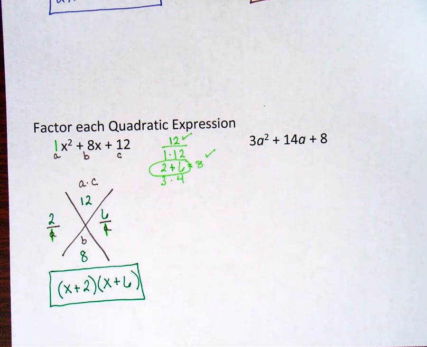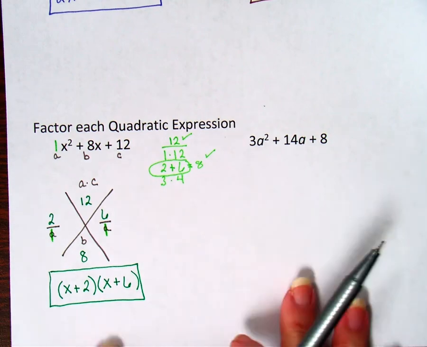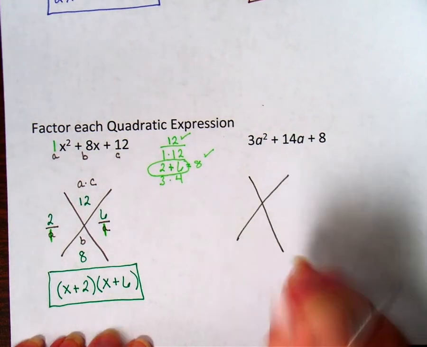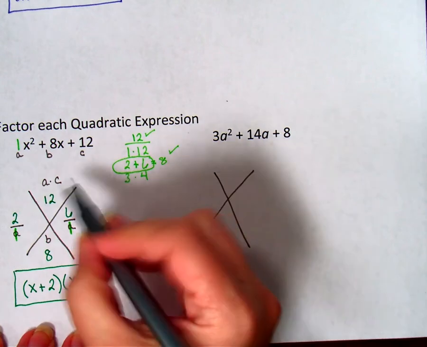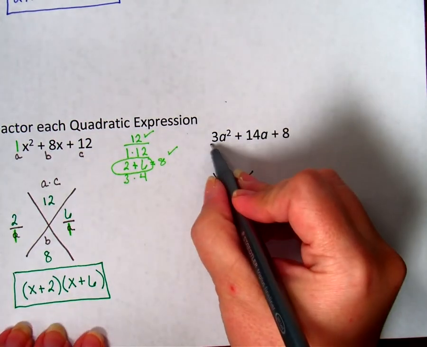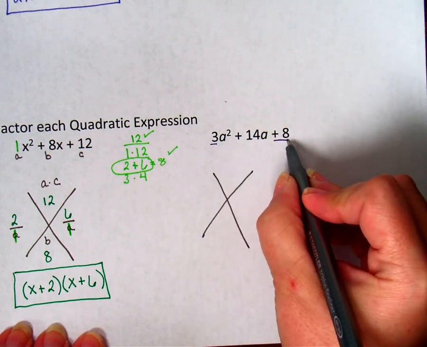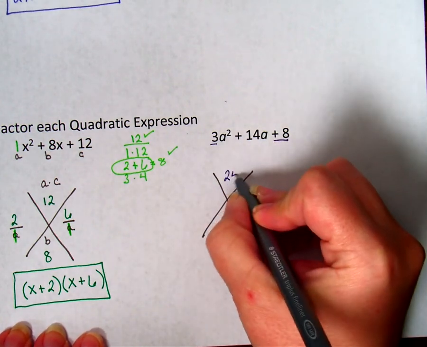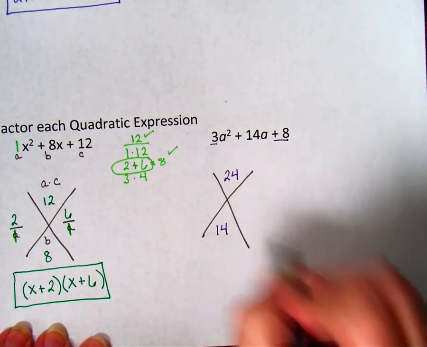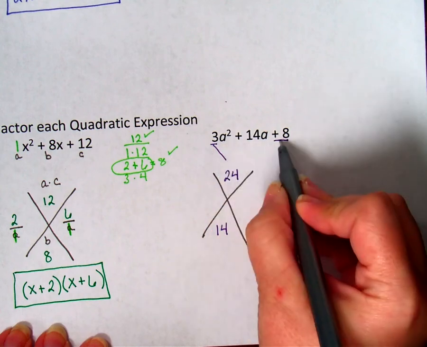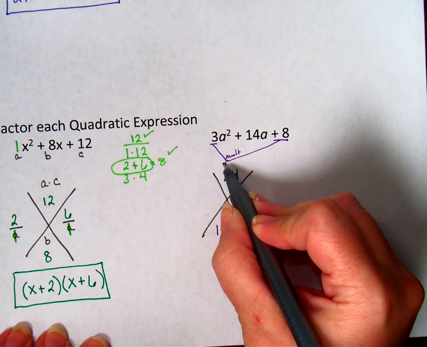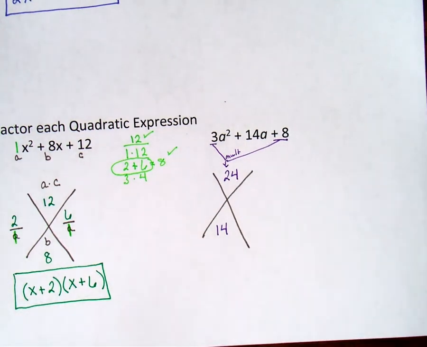Okay, let's look at the next one. We're going to do the same thing. We're going to make our x method. Okay, and then I'm going to have a times c on the top. So a times c, my a is 3, and my c is 8, so that's 24. And then on the bottom, I'm going to have my b. Okay, so my 3 times my 8 gave me that 24, and then the b is just from the middle.